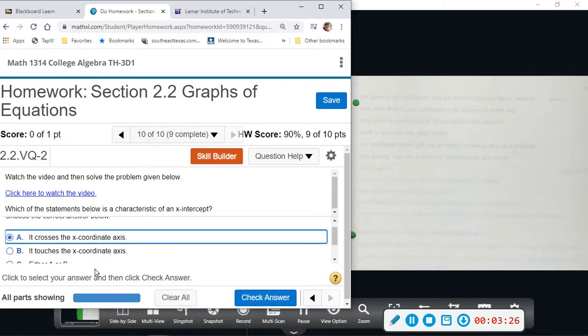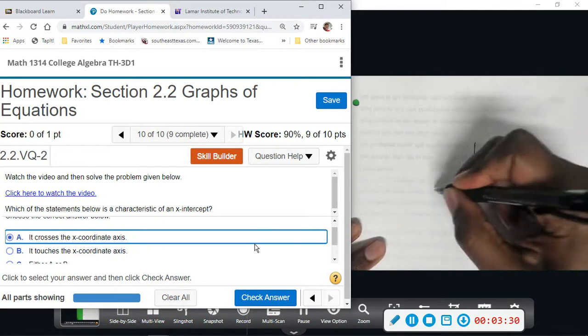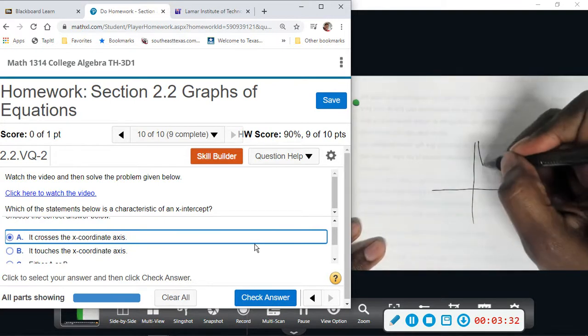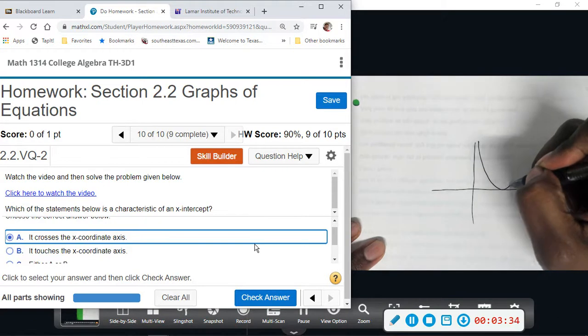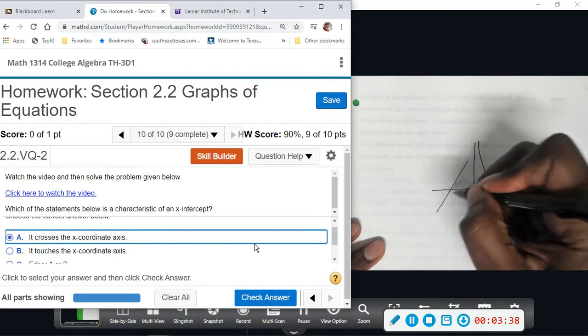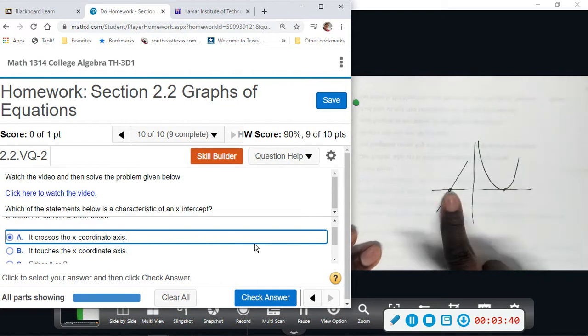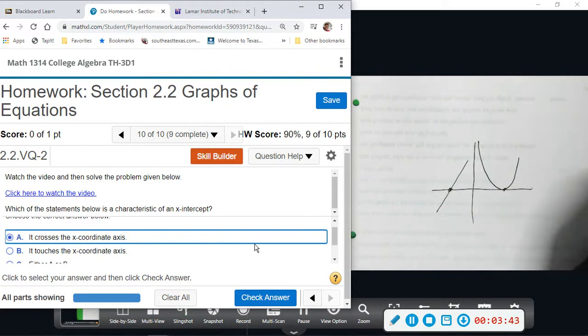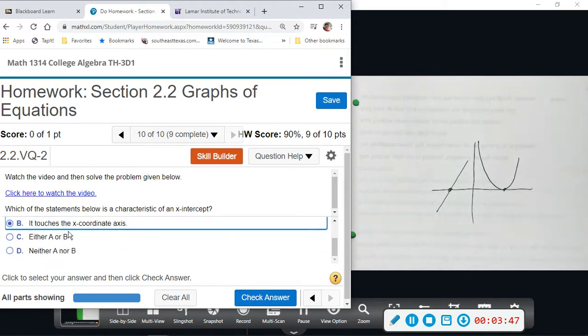Sometimes it touches, so it may not cross. So we could have a parabola and it could give us an x-intercept by coming down and touching. So it does not necessarily go through, but sometimes it may cross. So here's one that crosses, here's one that touches. Both of those are true. It could cross, it could touch. Either A or B, and D says neither A nor B. So C, A or B, is going to be the best choice.